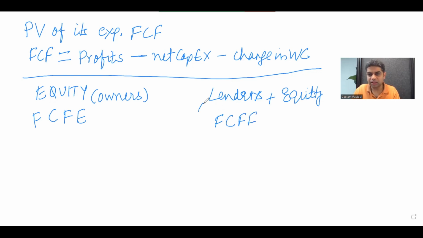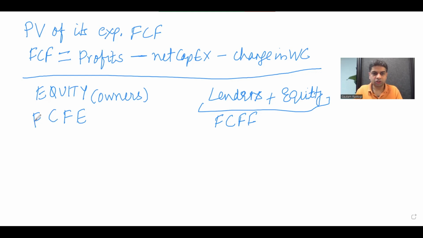Okay. So these are your two capital providers. The free cash flow available for distribution to both the capital providers is called free cash flow to the firm, and the free cash flow available for distribution to the owners, the equity holders of the business, as I said, is called free cash flow to equity.